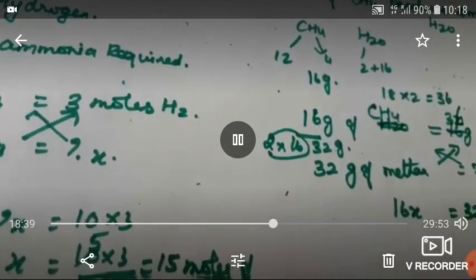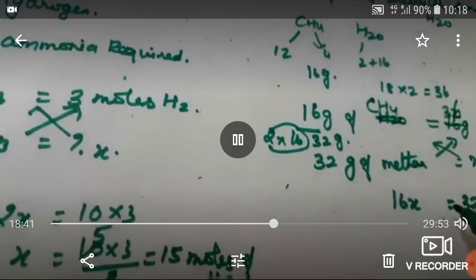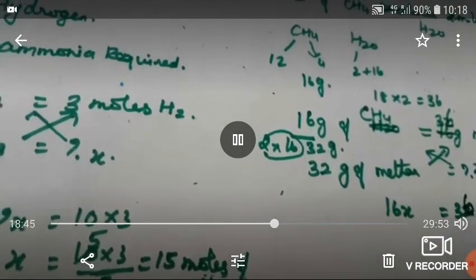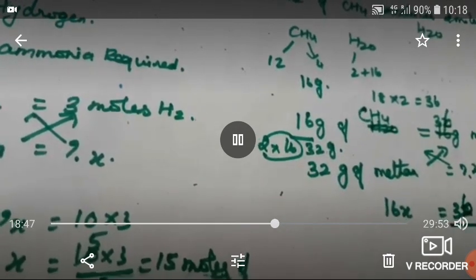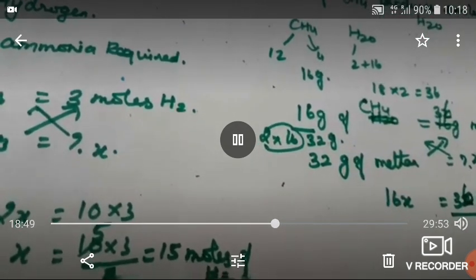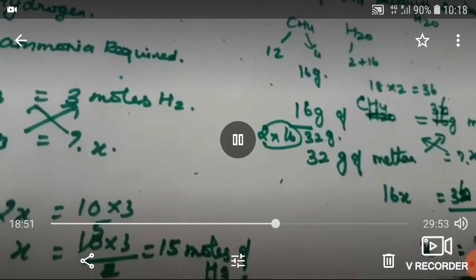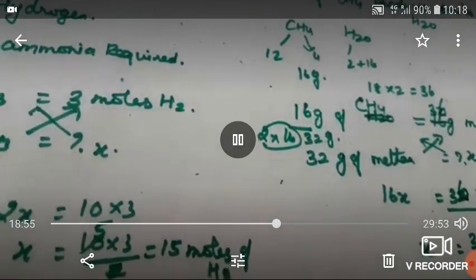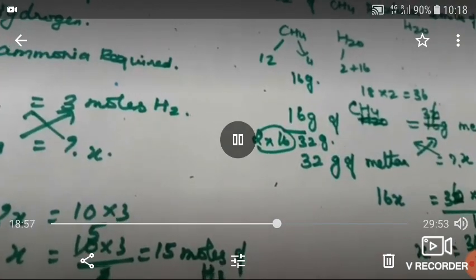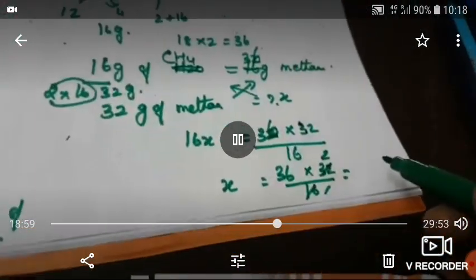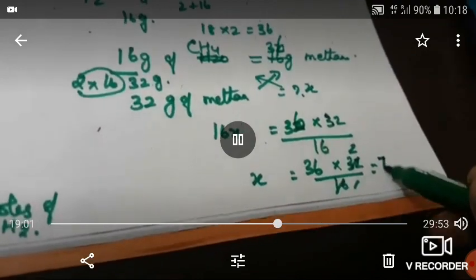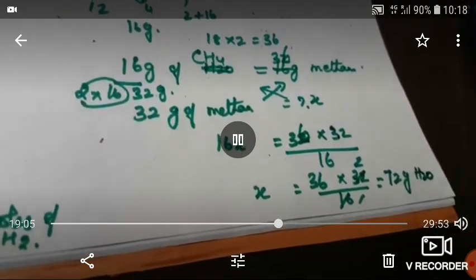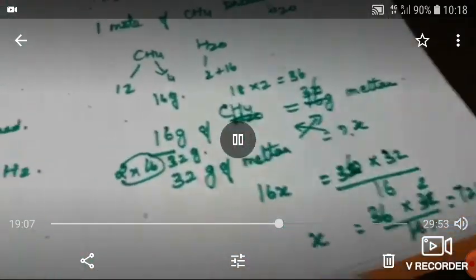So 32 gram of methane, how much? Just 16x is equal to 32 multiply 36. So x is equal to 36 multiply 32 divided by 16, equal to 72 gram of water. Okay, so this is the another one.